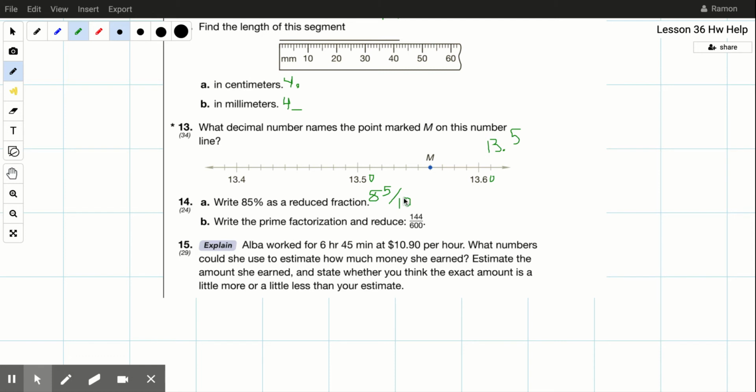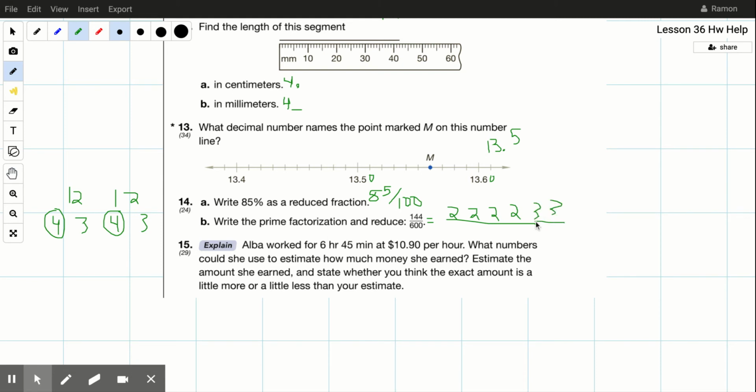Now, for the prime factorization of 144 and 600, if we use a factor tree, we could. But I'm going to go ahead and use some factors that I already know. So for 144, I know we have 12 and 12, which breaks down to 4 and 3. And so the 4 can be broken down into 2 times 2 and 2 times 2. So we have 4 sets of 2s, and then we have 3 and 3.